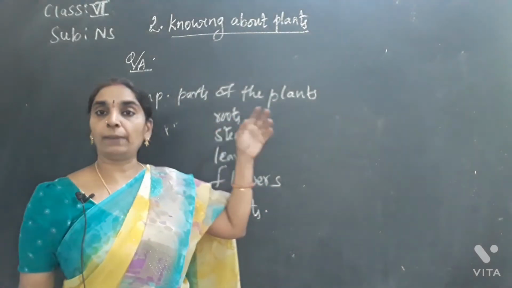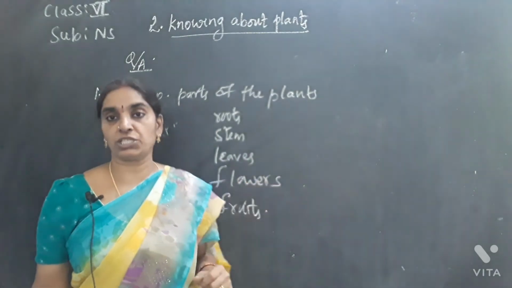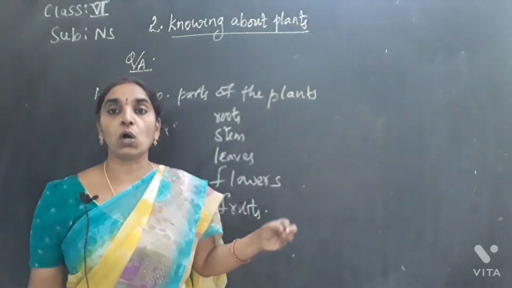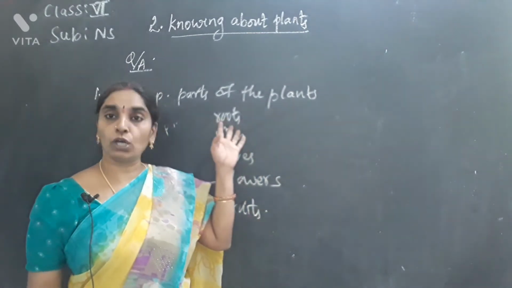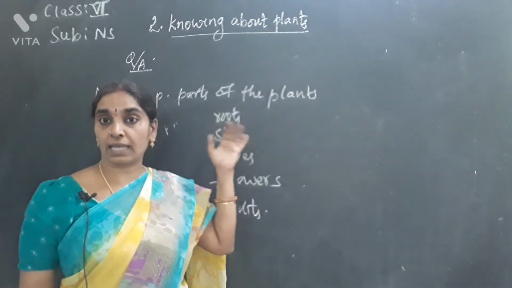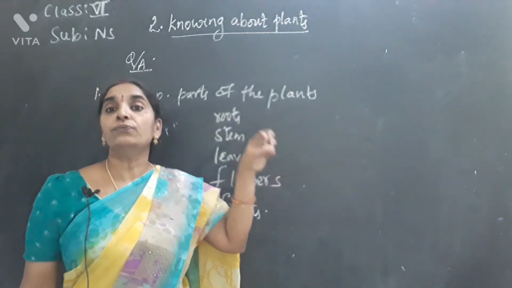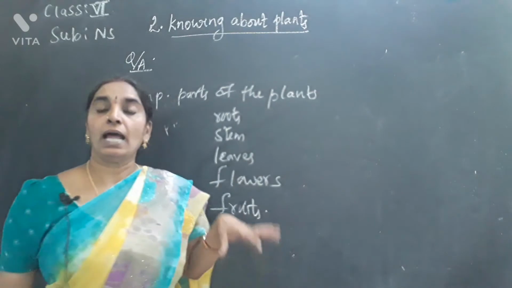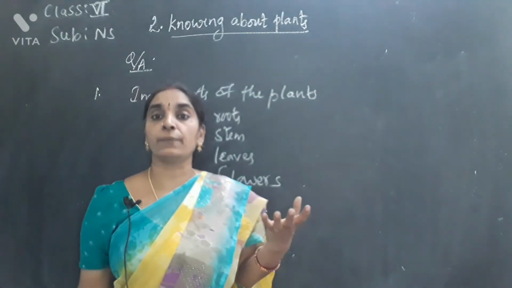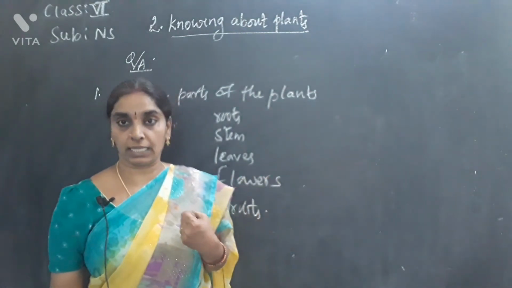Roots help for absorption and fixation. Roots absorb water and mineral salts from the soil, and as they absorb, they fix the plant firmly in the soil. That is the function of the root. And in some plants, roots store food material in them.